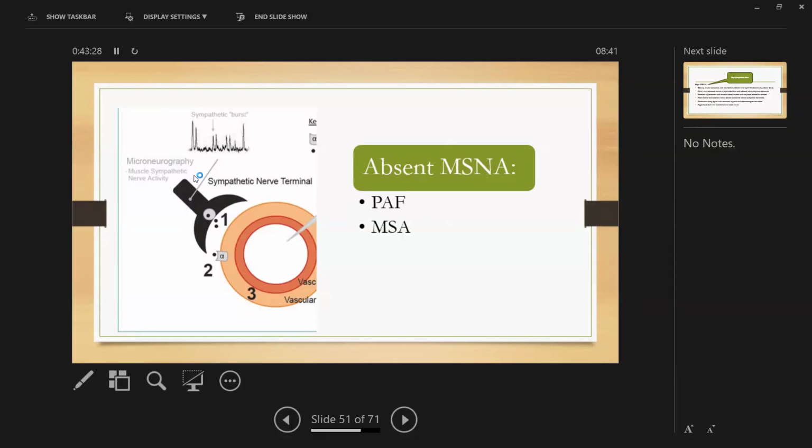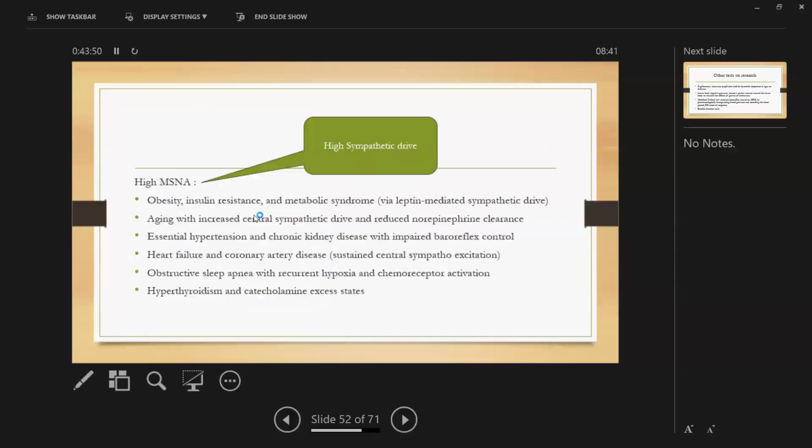So here you can check. This is the sympathetic nerve. From the nerve fascicle, we are measuring the sympathetic burst. For every heartbeat, adrenergic norepinephrine will be released, and when that is released, there will be a corresponding burst production. So in sympathetic degeneration, this burst production will be absent. When there is a high sympathetic rate, there will be high sympathetic nerve activity.